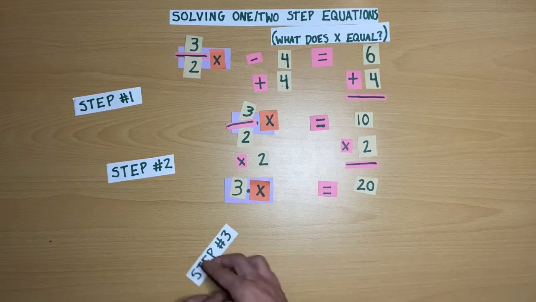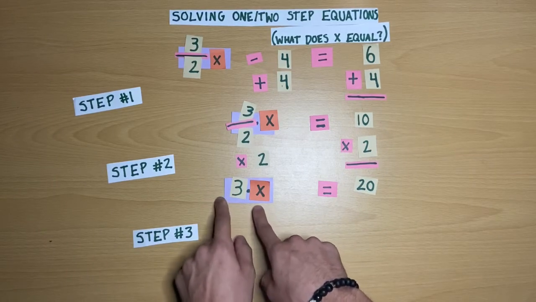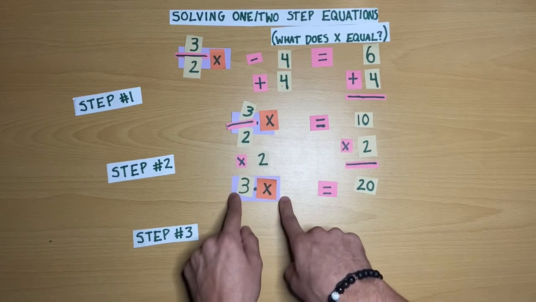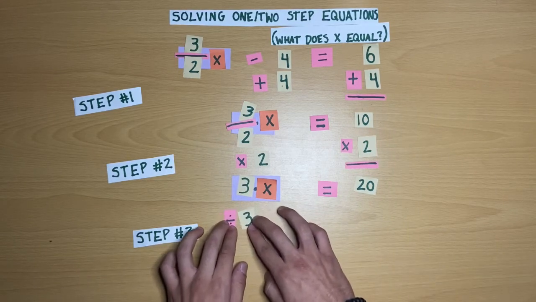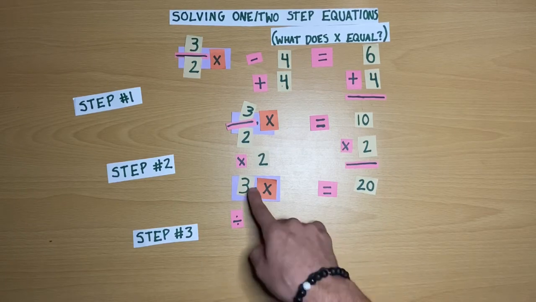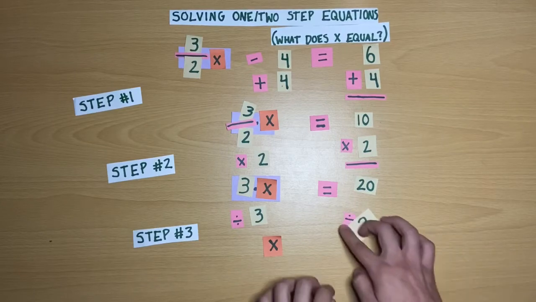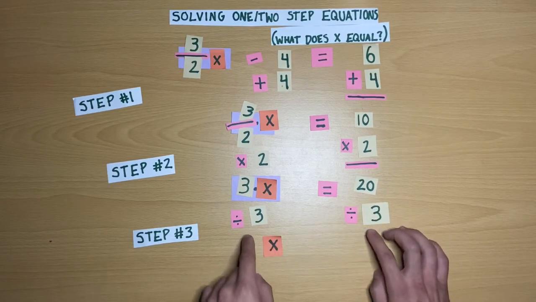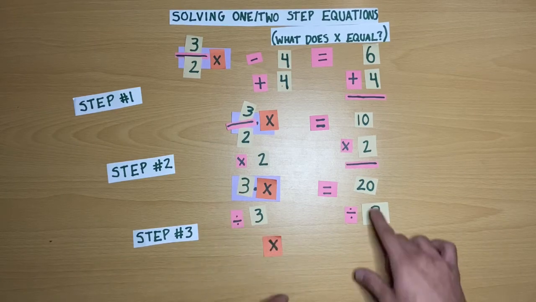Now, the last step is what we've been doing. We have this 3x, so we already know that this is 3 times x. So the inverse of multiplication is division. So we get 3 divided by 3. And 3 divided by 3 just leaves us with x, because 3 divided by 3 is 1. 1x is the same as x. But now we have to do it to the other side as well. 20 divided by 3. We did 3 divided by 3, 20 divided by 3.